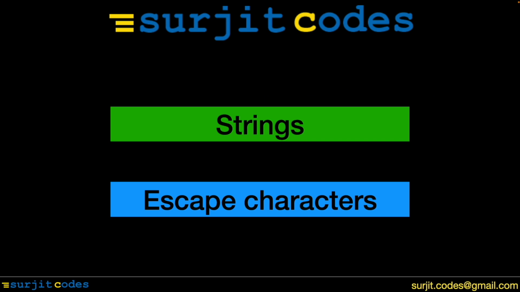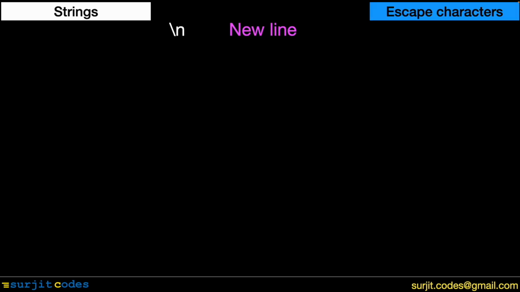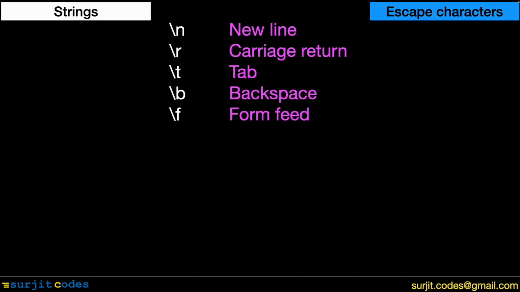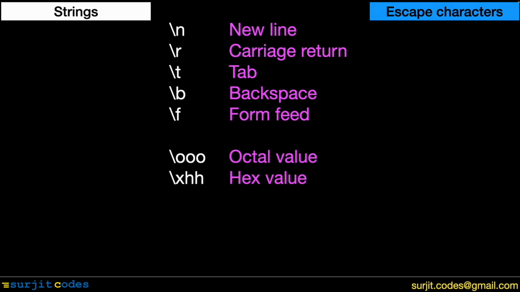Some control characters are required in the strings for formatting the output. They are called escape characters. They all begin with a backslash. We know that the new line is \n. These are some more escape characters for formatting the output. \o is used for getting octal value of a number while \xhh for its hexadecimal value.